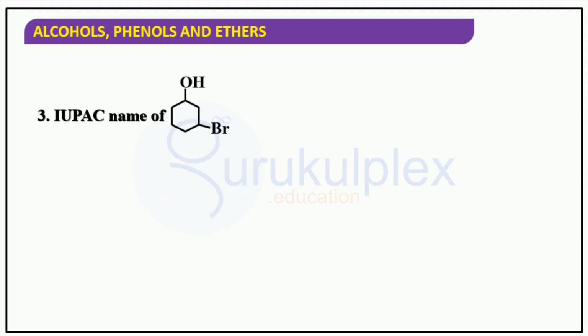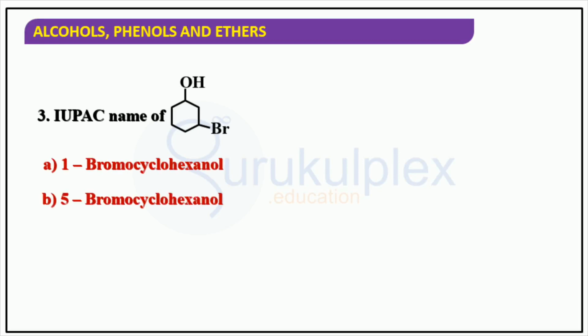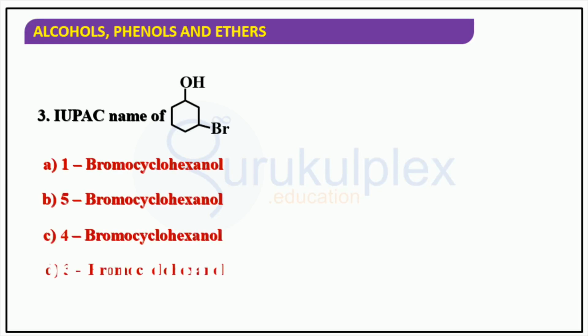The slide is showcasing the IUPAC nomenclature for 4 molecules composed of 1-bromocyclohexanol, 5-bromocyclohexanol, 4-bromocyclohexanol, and 3-bromocyclohexanol with an OH group and bromine atom. It is significant to be aware that the location of the OH group and bromine atoms sets these molecules apart.